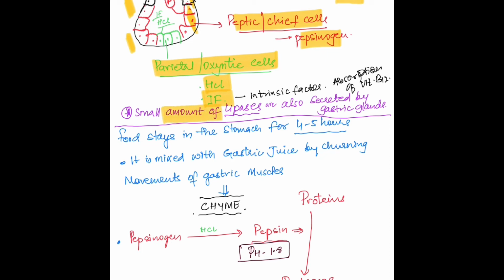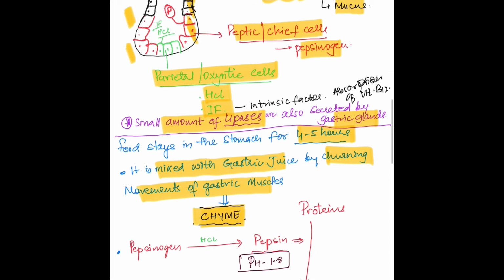Small amounts of lipases are also secreted by gastric glands. Food stays in the stomach for 4 to 5 hours and is mixed with gastric juice by churning movements of the gastric muscles, and chyme is formed.